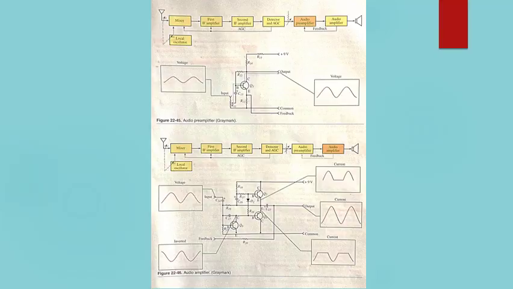It is crucial that Q8 and Q7 not be on at the same time, as this would cause a large current to flow through both transistors. Diode D2 prevents this event from occurring.